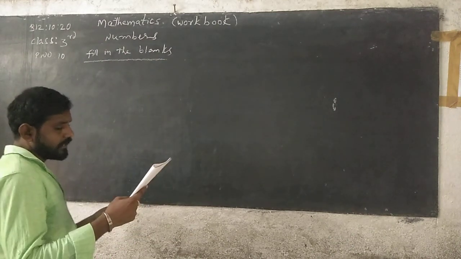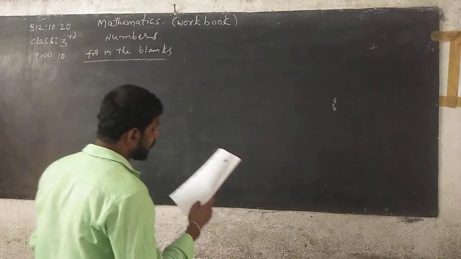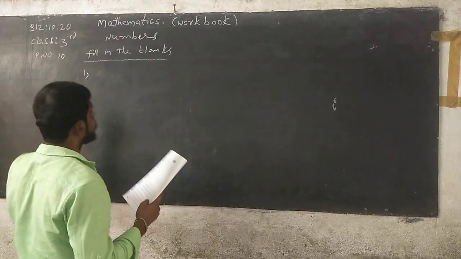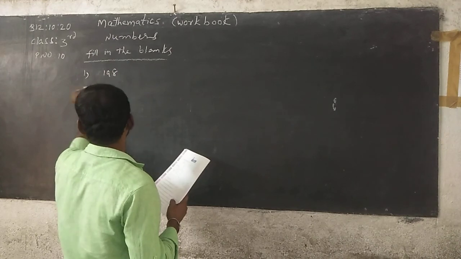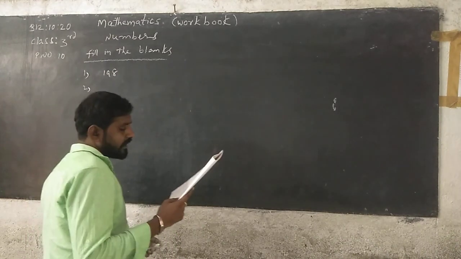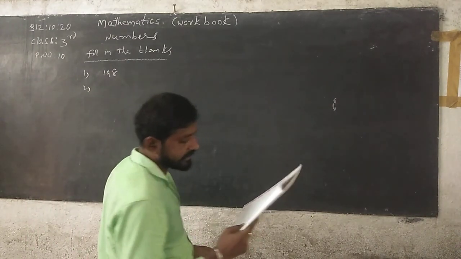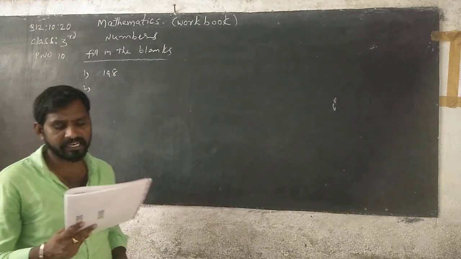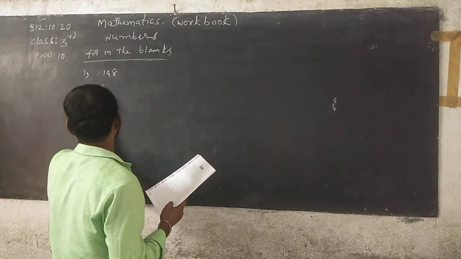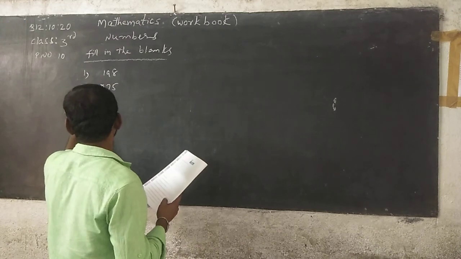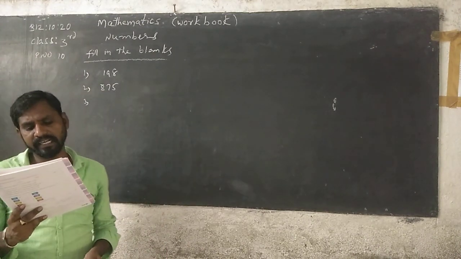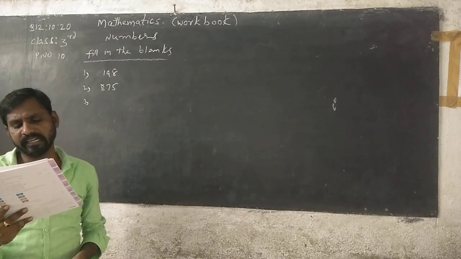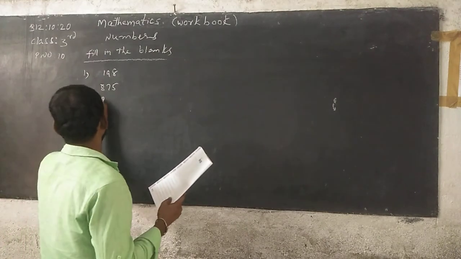Here, the number that comes after 197 is 198. Second one, the number that comes before 876 is 875. Next, the number that comes between 289 and 291 is 290.